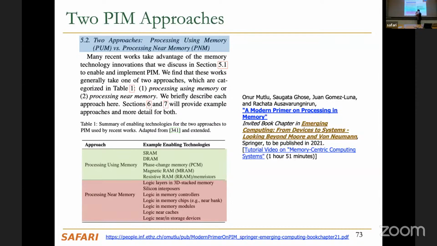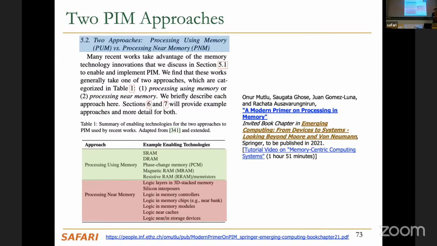But there are many other examples, right? Like silicon interposers that are used, for example, with HBM memory, another 3D stack memory, high bandwidth memory that is being used in FPGAs and it's being used in GPUs these days. We can also have logic in memory controllers or in the memory chips themselves, the AppMem architecture that we are going to use as an example today, computes near the banks. Or we can have logic in memory modules. We are going to very briefly mention one example of these, and also near the caches and other places of the memory hierarchy as well.